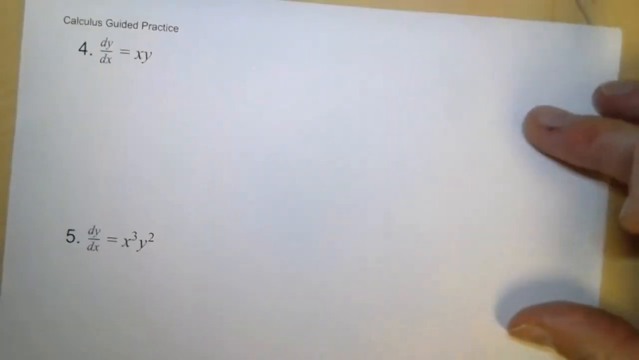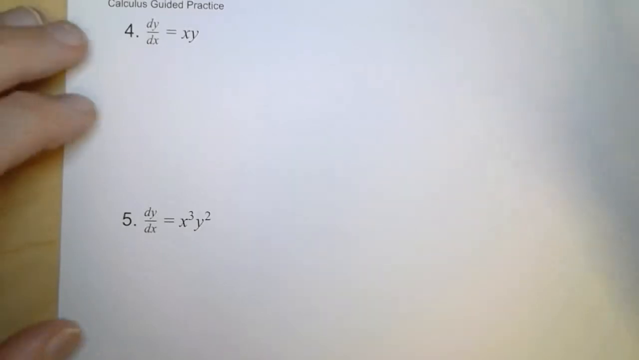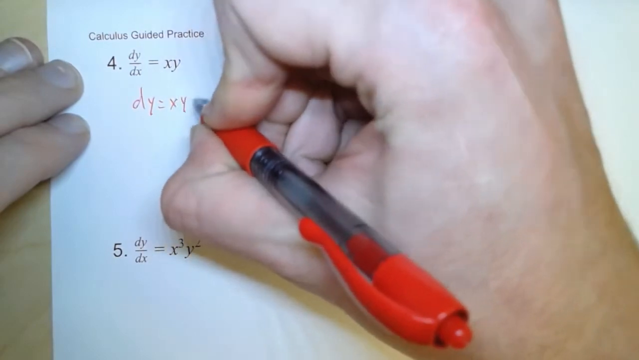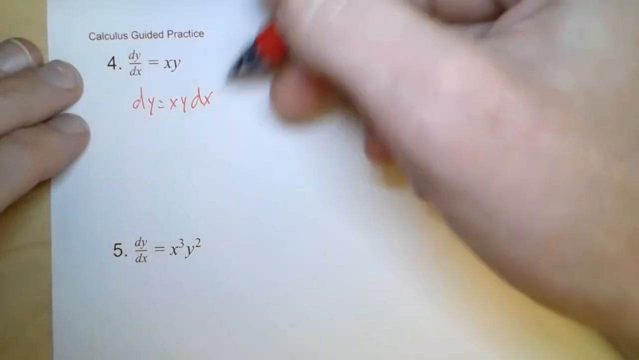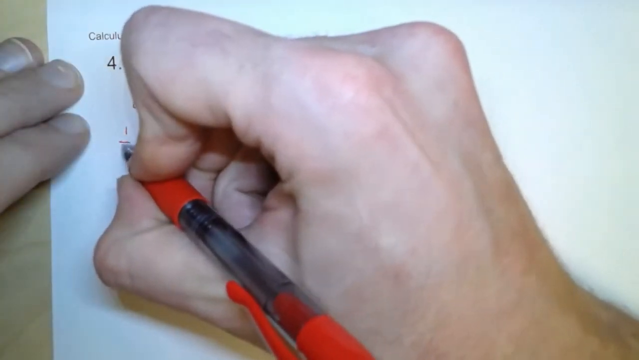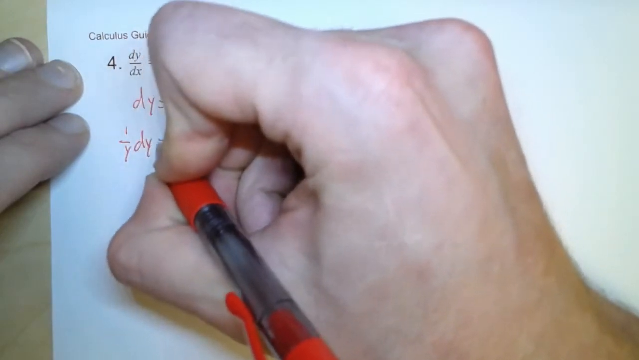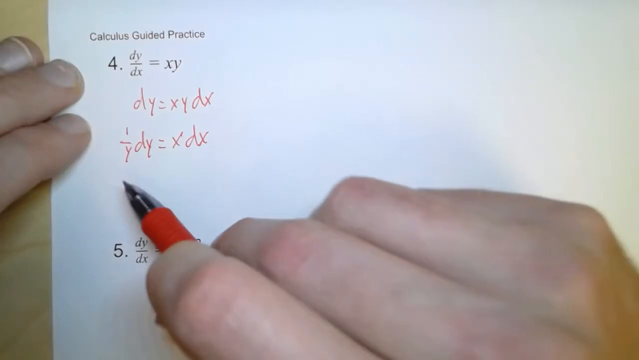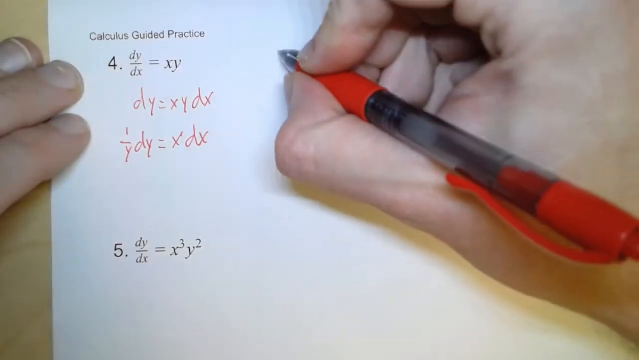On to number 4. So for this one, to separate, I multiply by dx. So dy equals xy dx. And then we divide by y. So 1 over y dy equals x dx. So now we've separated. So now I can integrate.